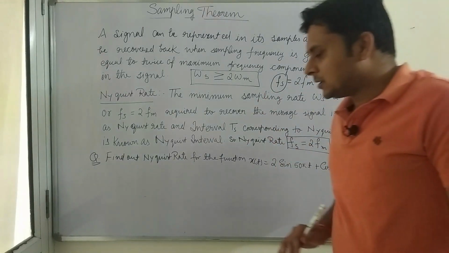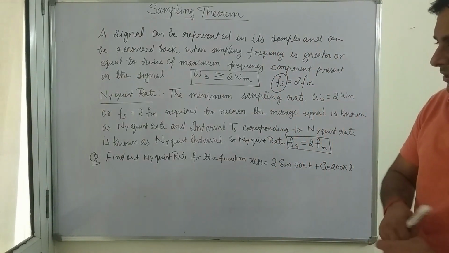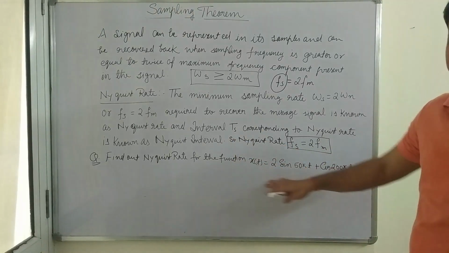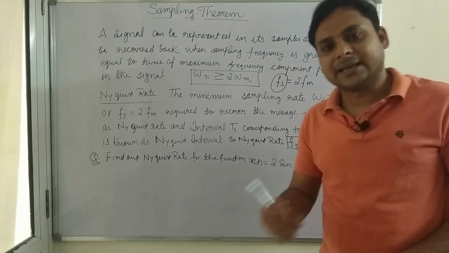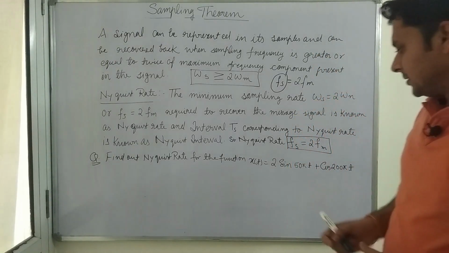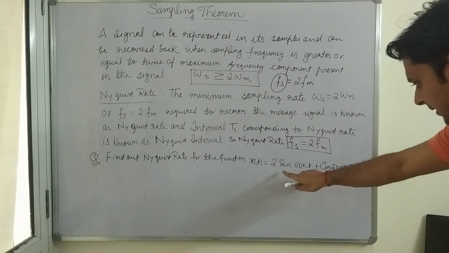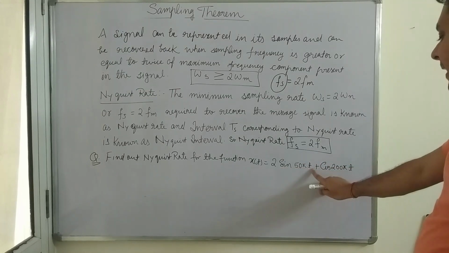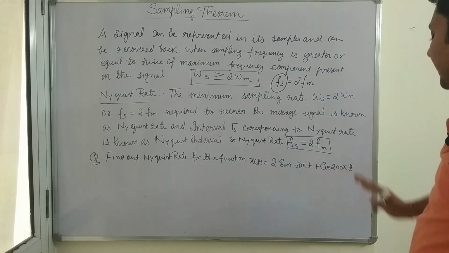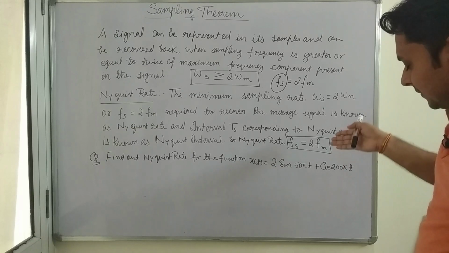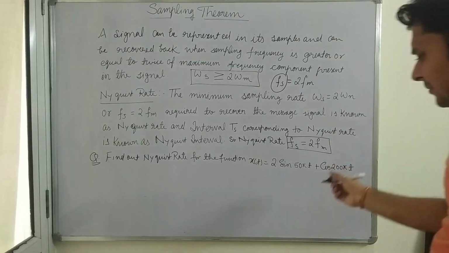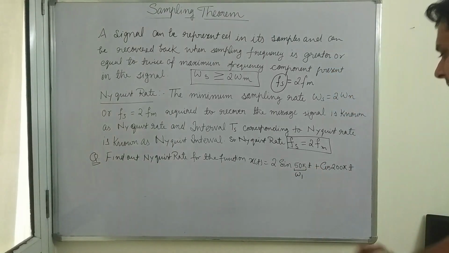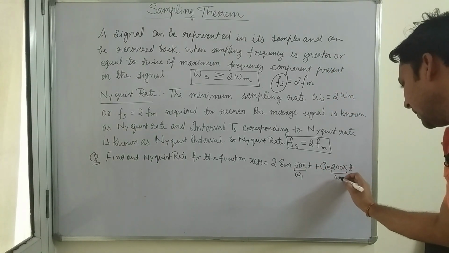So we have taken a question. In this question, what is asked? Find out the Nyquist rate for the function x(t). This is a message signal, and for this signal we have to find out the Nyquist rate. Let's see in this signal, there are two components. One is sine of 50 pi t and another is cos of 200 pi t. We will find out the frequency components of these. We can write this as omega 1, and this is known as omega 2.